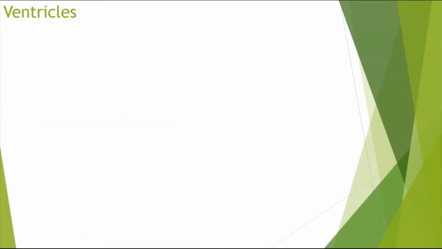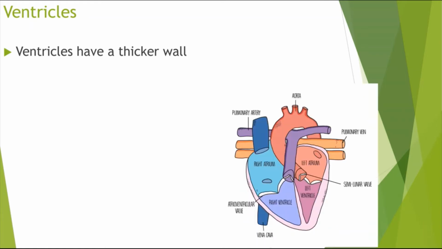Now looking into ventricles. Ventricles have a thicker wall compared to the atria. As you can see here, for example, these ventricles have a thicker wall than the atria above them.